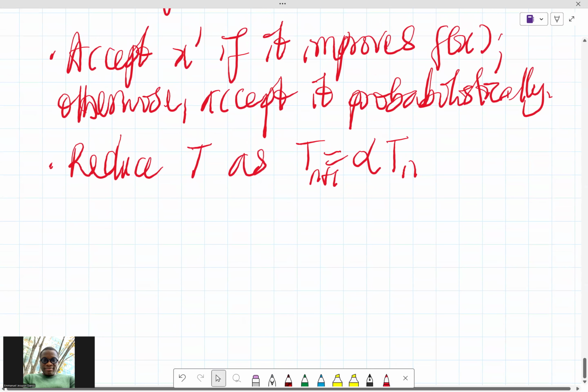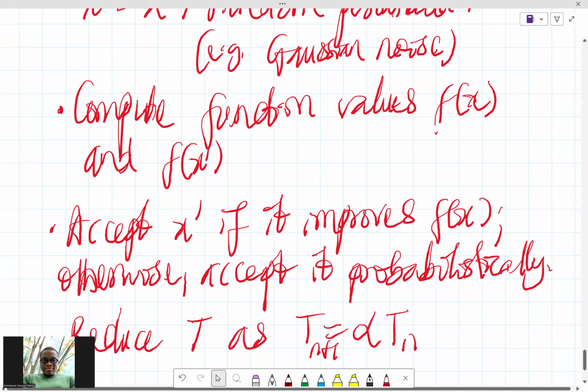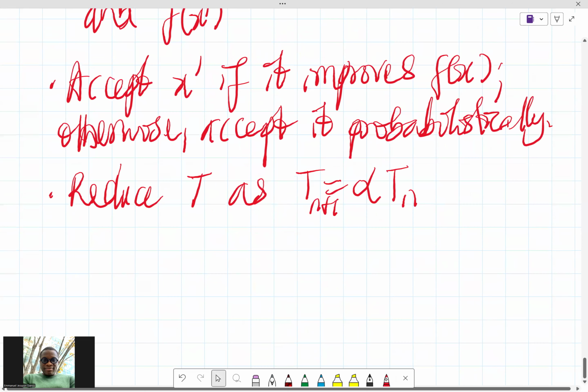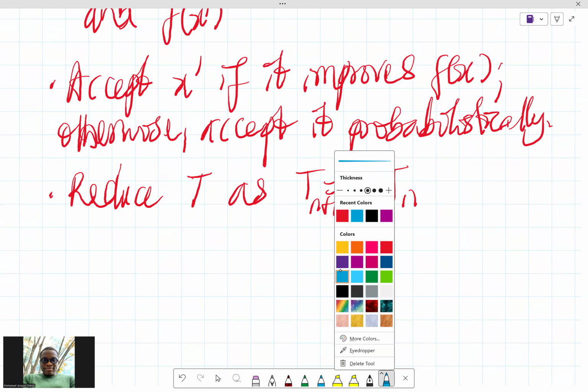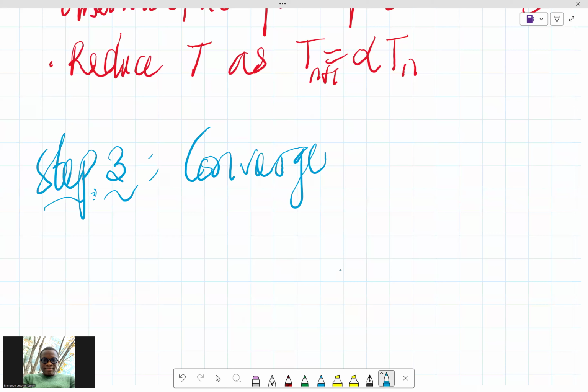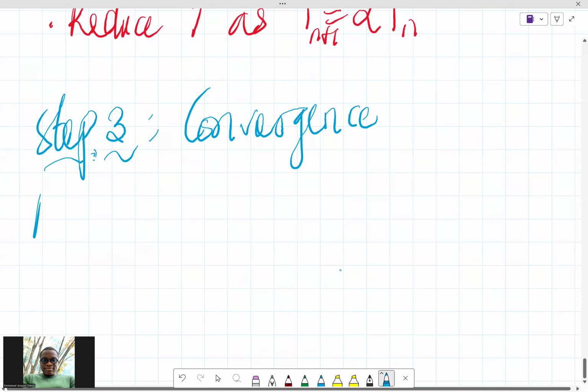So with that done, the next thing we want to look at is the convergence. That's step 3. So for step 3, our focus would be on convergence. Of course, at that point, we'll be talking about stopping criterion and things like that. So step 3 is convergence.